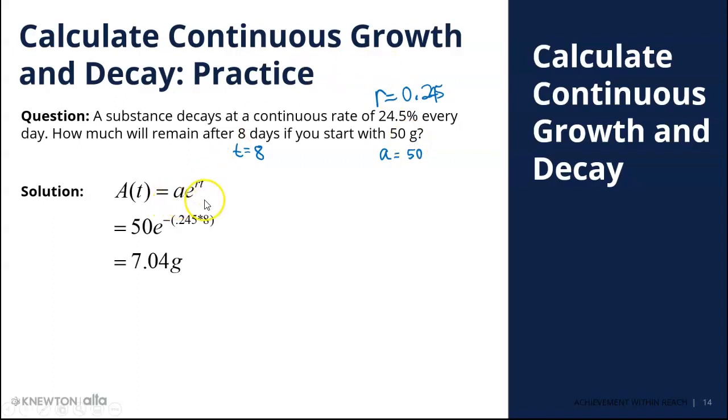So then you plug it into the formula here. You replace R by negative. That's how you have a negative number here. And then this value, r equal to negative 0.245, will be substituted for the r here. And then the time t is substituted to t. And then 50 is for the initial condition at A. Then simplifying this using your calculator, this is equal to 7.04 grams.